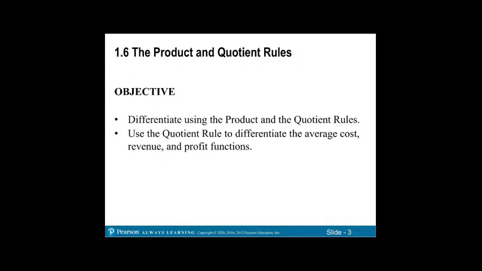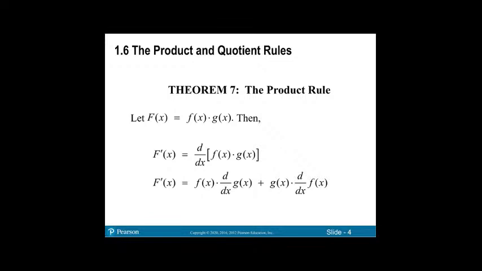Okay. So we have the product rule. Let f of x be the product of two functions, then f prime, which is the derivative with respect to x of the product of the two functions, is the first times the derivative of the second plus the second times the derivative of the first. That's just how I remember it: the first times the derivative of the second plus the second times the derivative of the first.